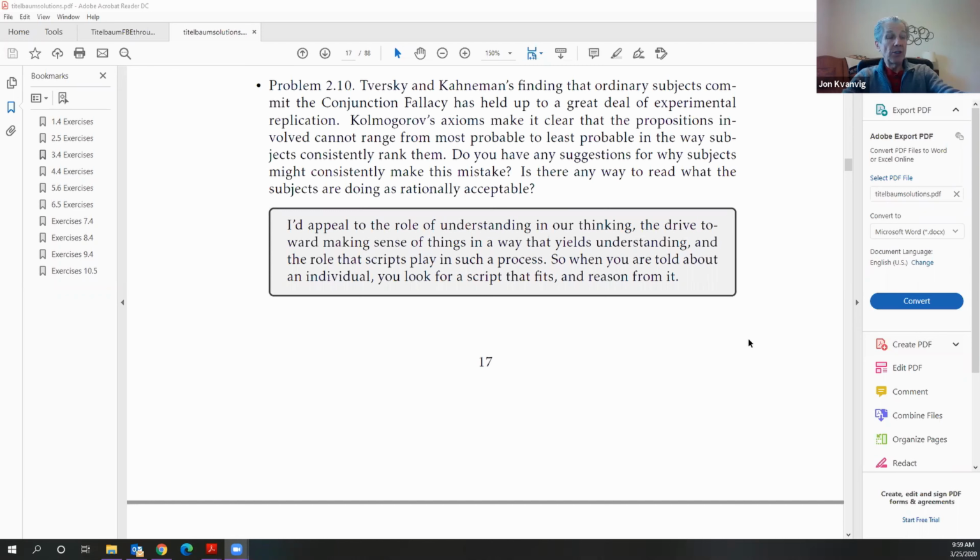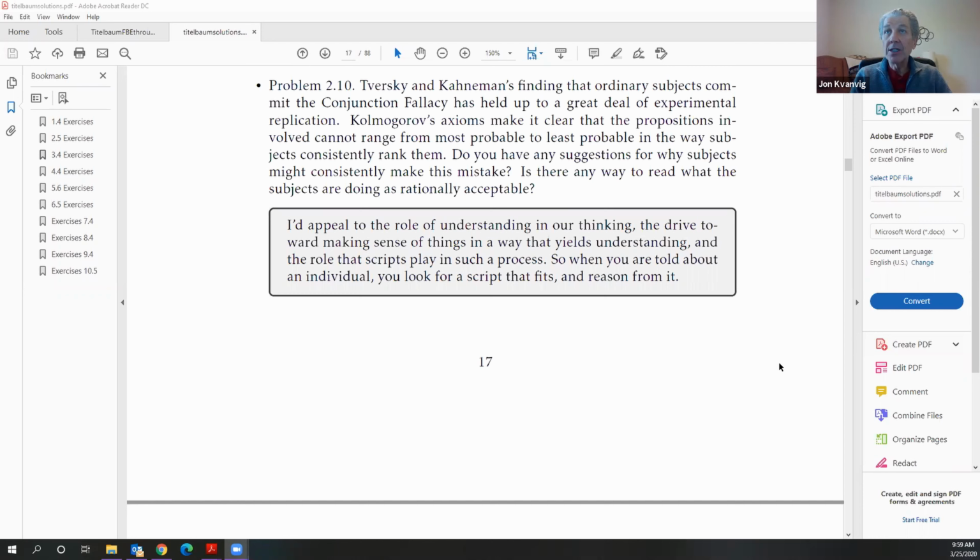Now, if you don't endorse that flat-footed response, you're going to look to see why people might be making this mistake. My own answer to this has to do with some of my work in epistemology, but here's what I would say. I'd appeal to the role of understanding in our thinking.